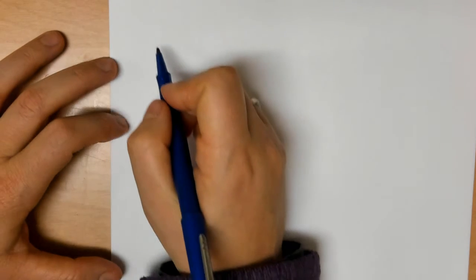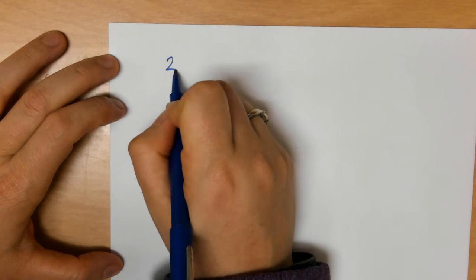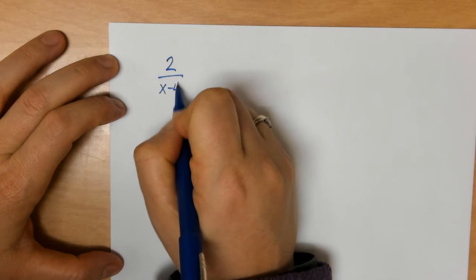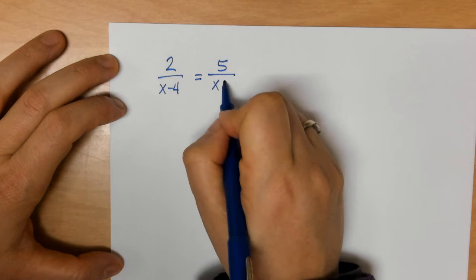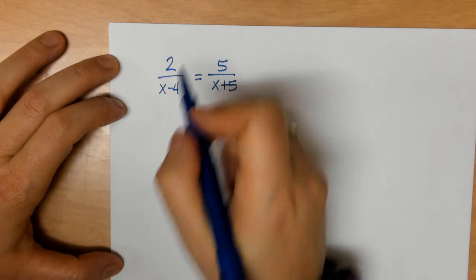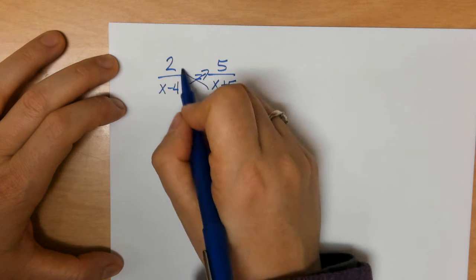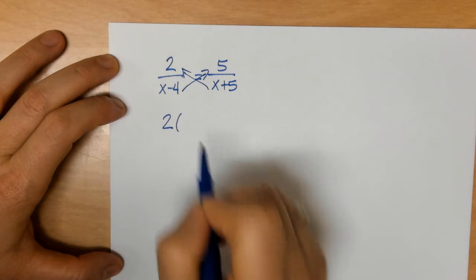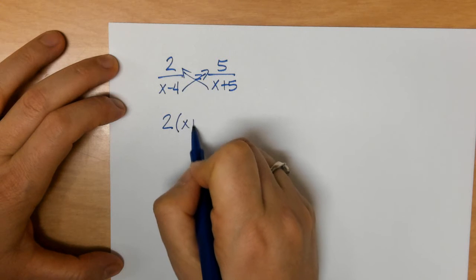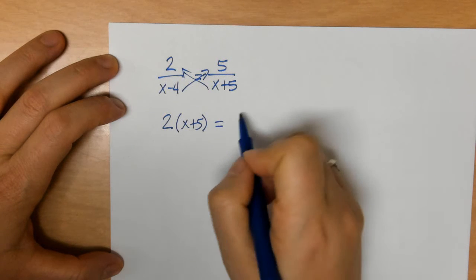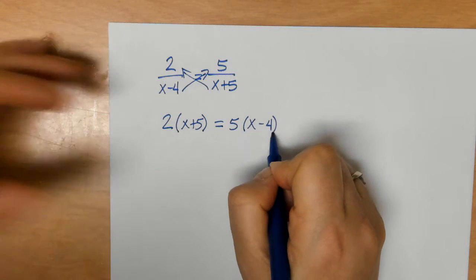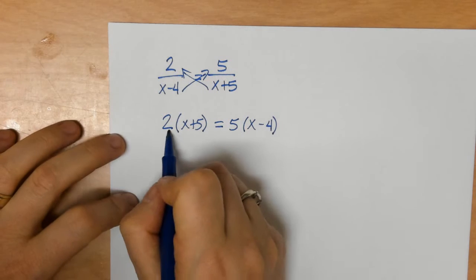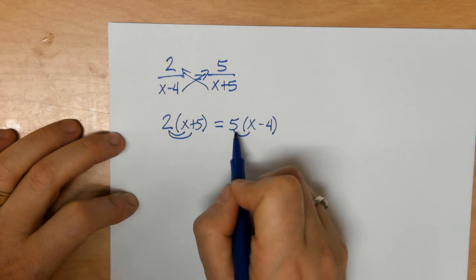Let's try one last one. Let's say that I have 2 over x minus 4 is equal to 5 over x plus 5. So we begin with our cross products. So I have 2 times the quantity of x plus 5 is equal to 5 times the quantity of x minus 4. Now I'm going to use the distributive property on both sides of the equal sign.